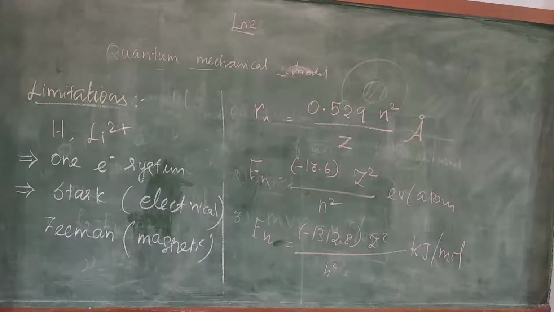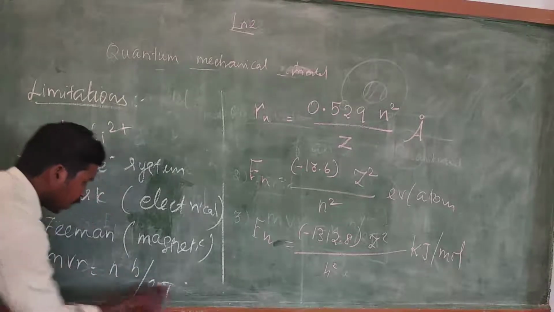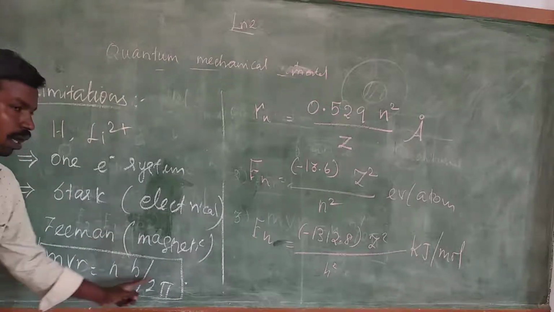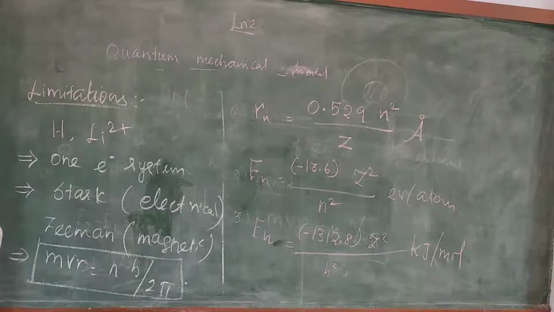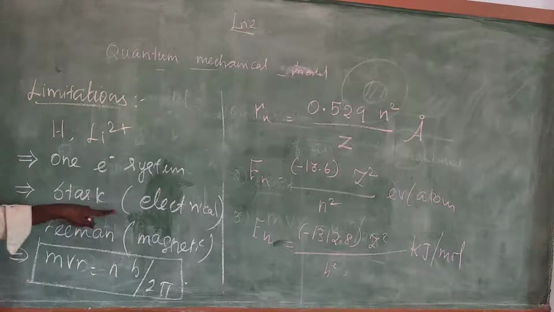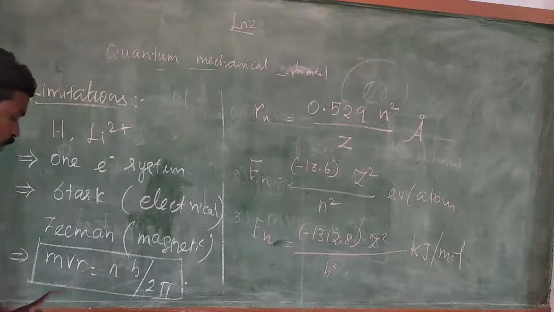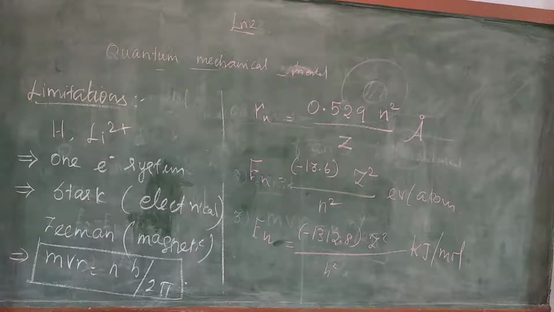Then the third limitation: on the past page we saw the angular momentum, that is mvr, equal to nh by 2 pi. The angular momentum of an electron is equal to an integral multiple of the term h by 2 pi. For this, no explanation was given by Niels Bohr. So these three are the limitations of Niels Bohr atomic model. First, it is applicable only for one electron systems. It doesn't explain Stark effect and Zeeman effect. And finally, there is no explanation given why mvr is equal to nh by 2 pi.